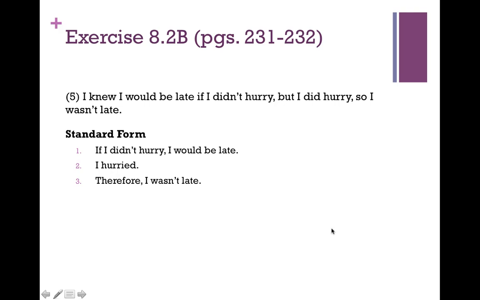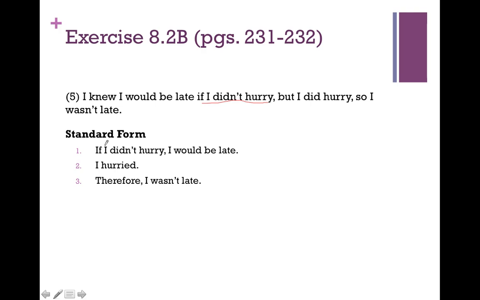Number 5. I knew I would be late if I didn't hurry, but I did hurry, so I wasn't late. I accidentally clicked ahead and already have this right here. But notice, we're trying to figure out what the hypothetical proposition is. We have something of the form P if Q, so we know that this part right here is going to be our antecedent: if I did not hurry, I would be late. I hurried, therefore I wasn't late.